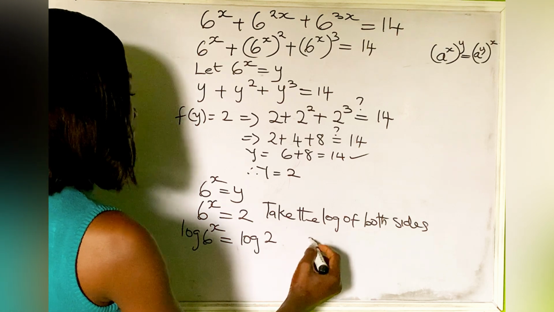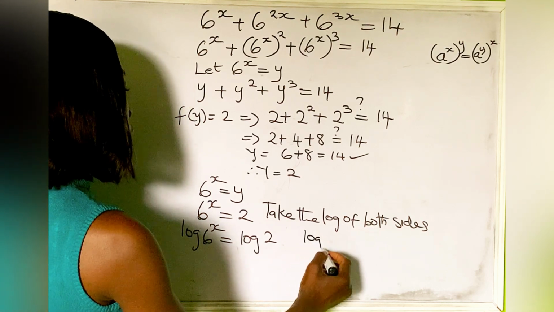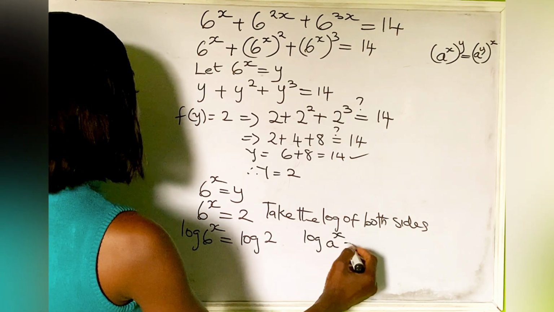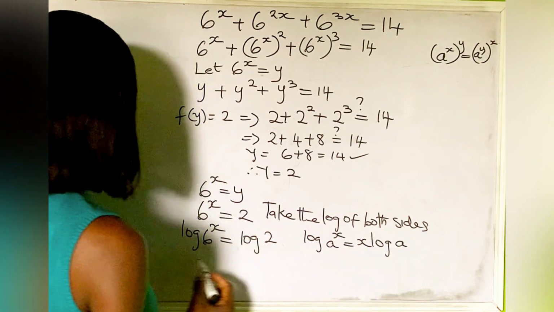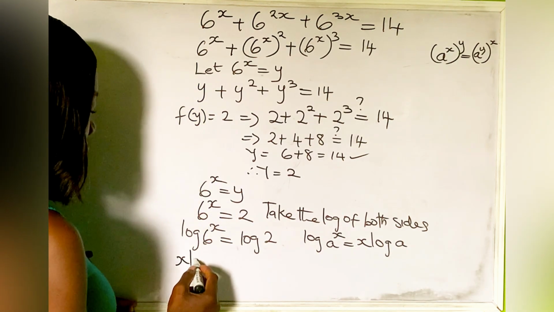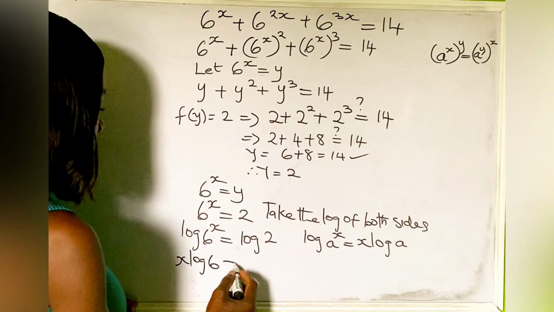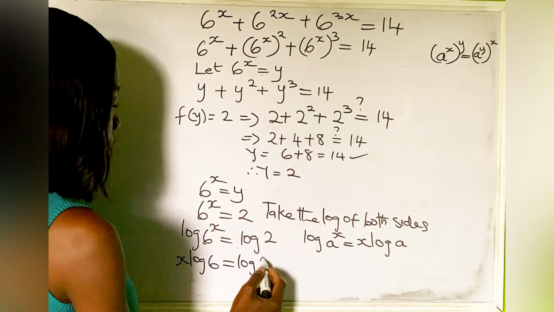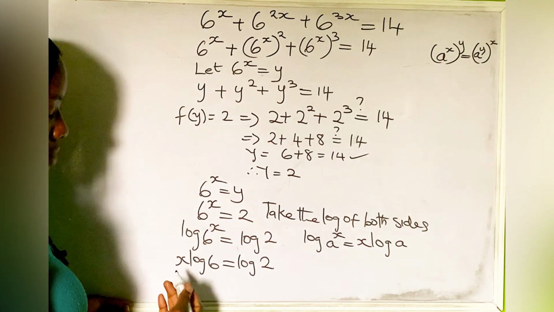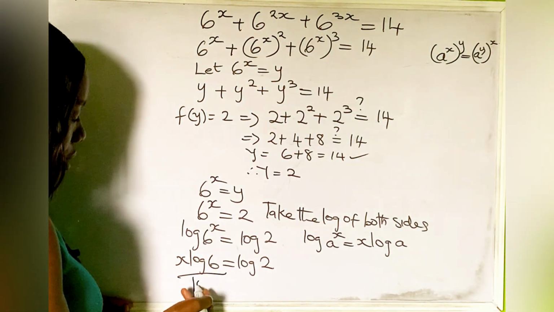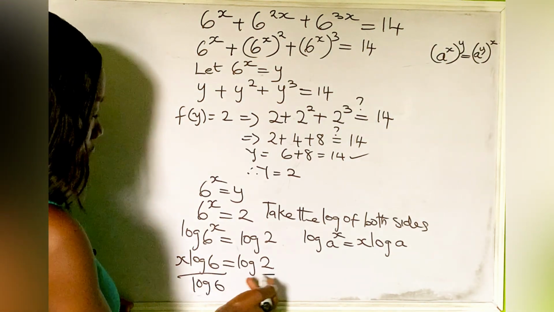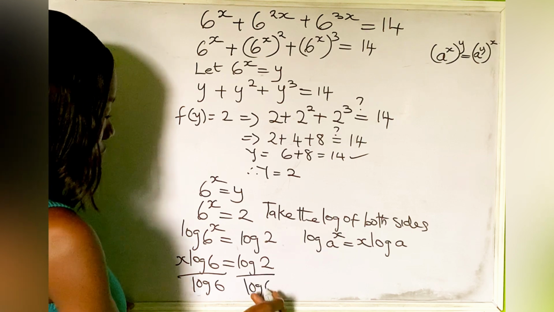Now, if you have log a to the power of x, it is the same thing as x log a. So now we'll be having x log 6 is equal to log 2. Now, we are looking for the value of x, so we have to divide both sides by log 6.